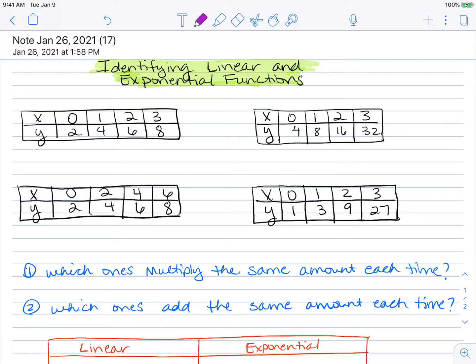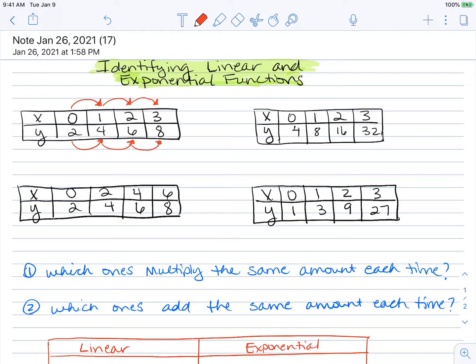We're going to look at a few tables and use these tables to try to identify which ones are linear and which ones are exponential. And we're going to do this by looking at how they change between values. So we're going to look at how they change between values in the x direction, right here. How do they change here? And then how they change in the y direction. So we're going to look at that too.